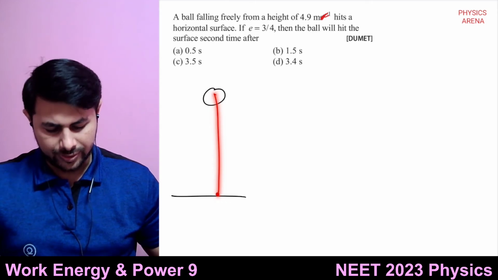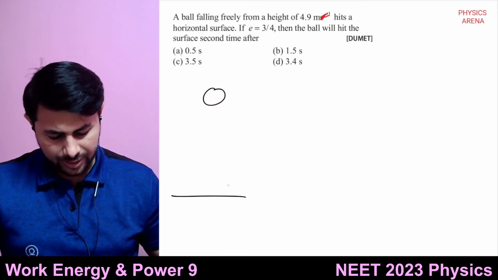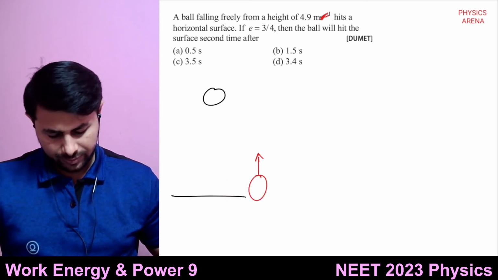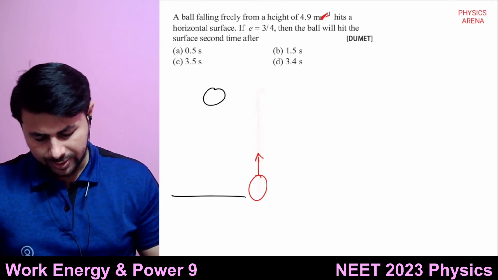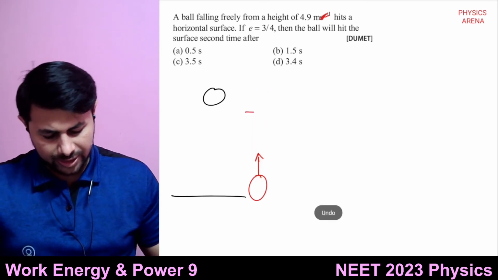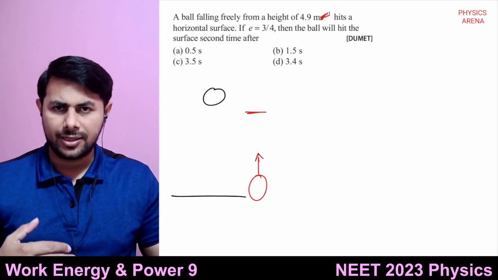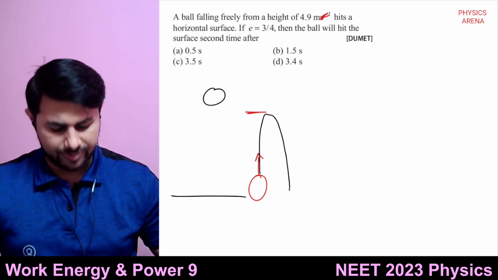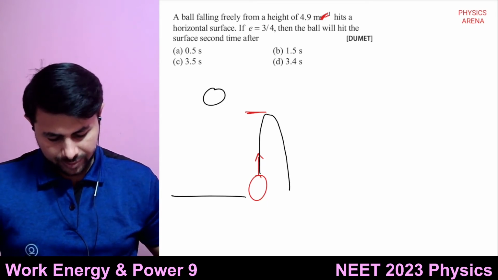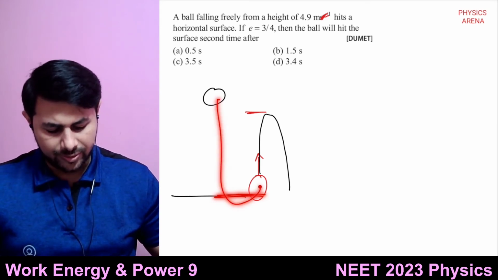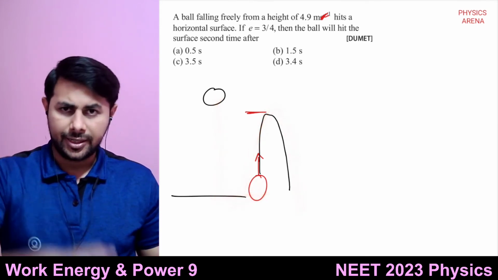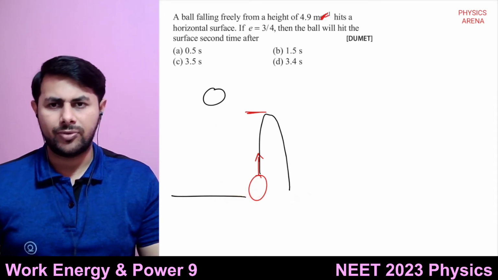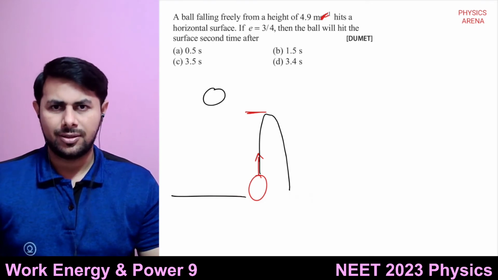So it hits the ground with some velocity, then it will rebound, right? It will rebound with some velocity. So it rebounds, it goes to some height. So let's suppose it reaches this much height because its speed is getting decreased. Now again it comes back. So this is first time when it hits the ground. Then again after some time it will hit the ground. So the time between this first collision and second collision, this is what we want to find out, right?